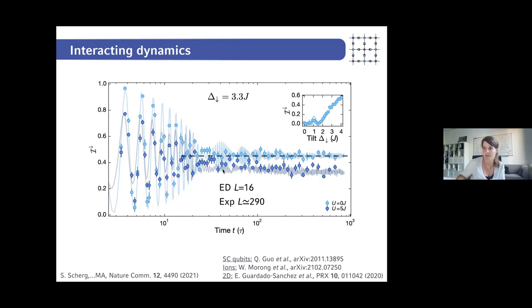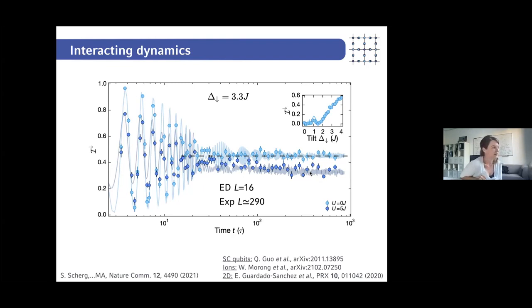Then there's some offset that develops, and it seems very stable, up to roughly 1,000 tunneling times. And here, this gray line shows comparison with ED simulations at a system size of 16. At short times, we see strong finite size effects in these ED simulations. But for long times, this agrees very well with our experimental results.